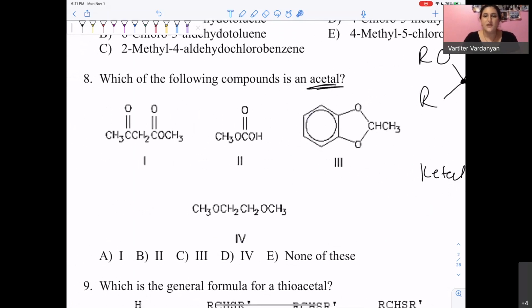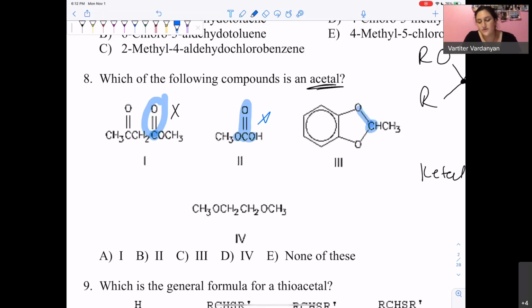The tricky part of this question is that they give you this ring structure and they give it to you in condensed formula. So you're essentially looking for one carbon that has two oxygens on it. This carbon has two oxygens, however, this one is double bonded, so that's wrong. Here, that's attached to three oxygens, and one of them is double bonded. That has to be wrong.